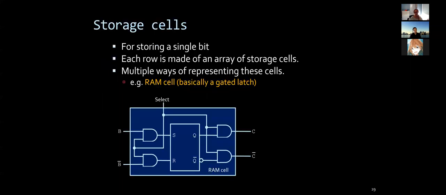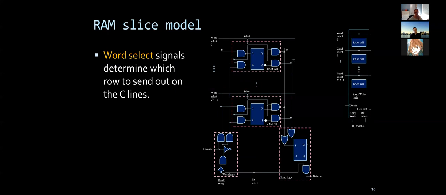So we talk about RAM storage cells, which store each bit of the memory. For storing a single bit, each row is made of an array of storage cells, right? And there are multiple ways of representing the cells. A RAM cell is basically a gated latch that we learned before, and that's how it's stored. One bit is not enough, so we have to organize multiple bits, and we want word select logic that determines which bits to read and write and what to send there. So that's a schematic organization of such a circuit.